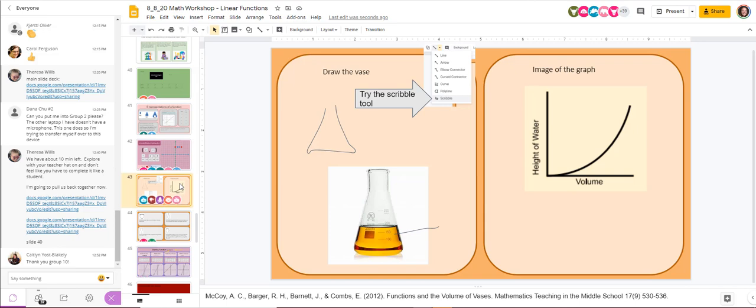On slide 43, you had a picture of a graph and you had to use the scribble tool to figure out like what does the vase look like when the volume is filling at this rate and then all of a sudden it gets faster.